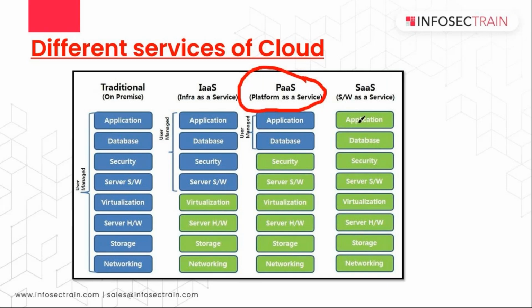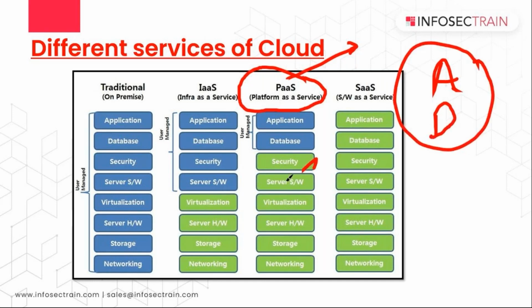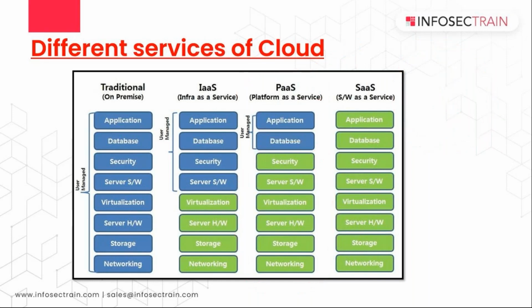That means there are plenty of services that come under PaaS, and in this category you only worry about your application and your database. Other than that, the security of the application and the server are taken care of by AWS, Azure, or GCP. You do not need to worry about any of it. You only focus on your application and the database of your customer.